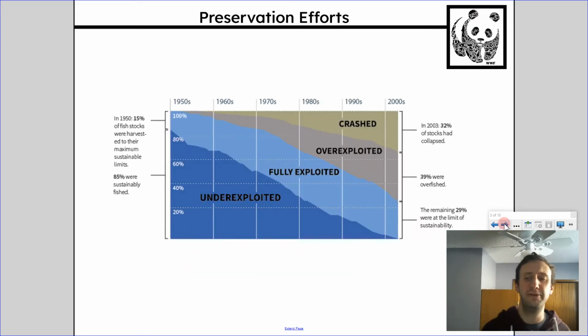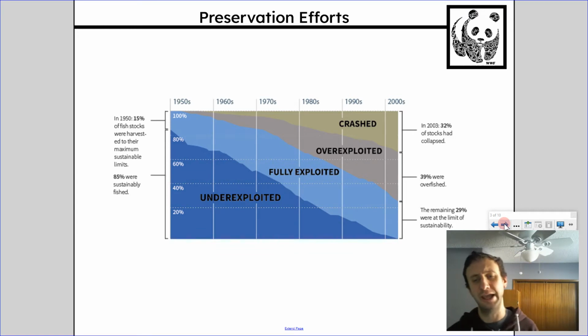I thought this was a really interesting graph for you to take a look at, of how fishing has changed over the years. It goes all the way from the 1950s into the 2000s and tracks, for different fish species or stocks, how much of them are underexploited. That means they're still growing in population as time goes on. Fully exploited means that as much is being fished as is being produced, so population is staying relatively stable. Overexploited or overfished means that more fish are being caught than are actually breeding, so the population over time has gone down.